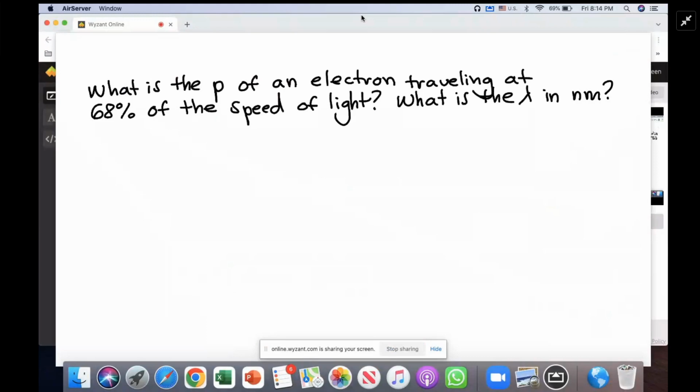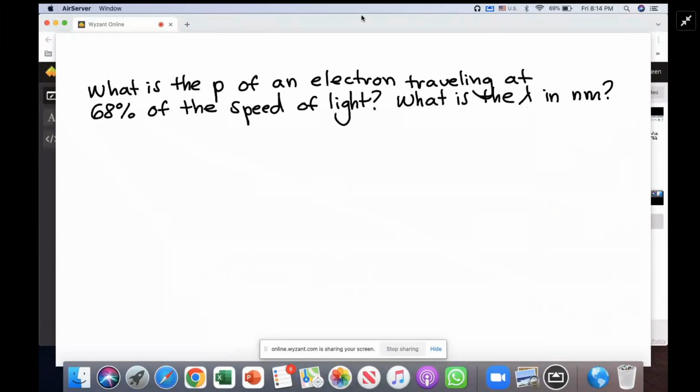one more time. P is the abbreviation that we use for momentum. And this symbol here is lambda. It's actually the Greek letter L, and that is what we're going to be using for wavelength. Okay, so let's go ahead and solve our first problem.